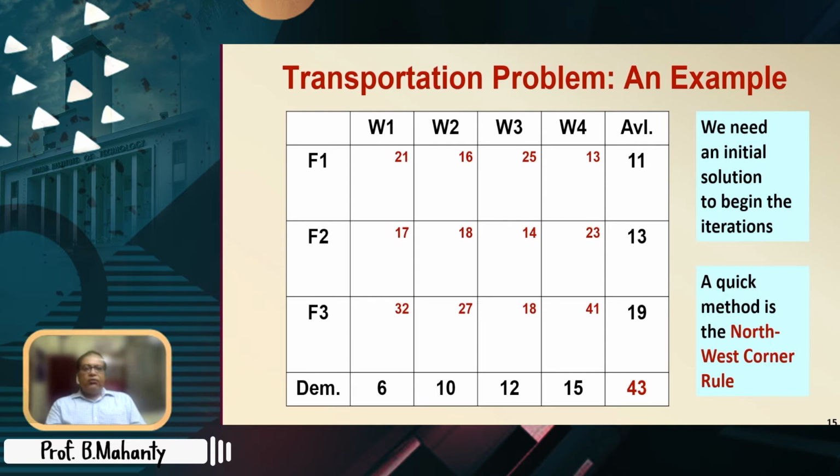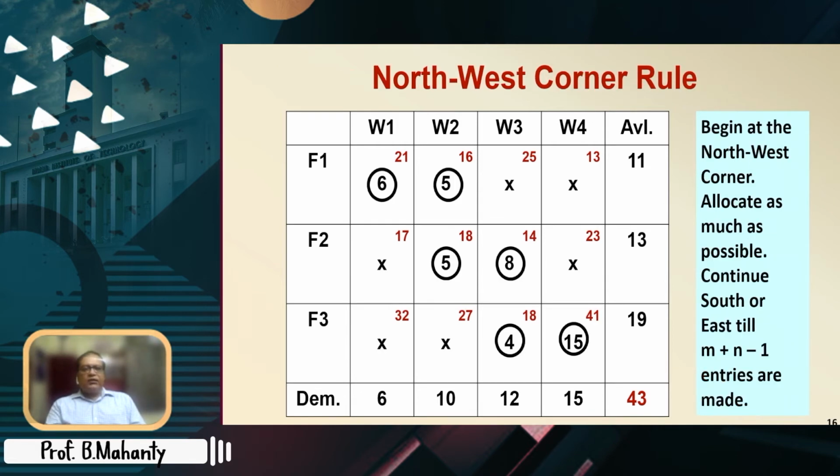You see this side total is 6, this side total is 11. So the maximum value that we can put here is 6. That is what we do in the northwest corner rule: the maximum value that we can put in the northwest corner, that is 6. So we put a 6 here and we put crosses because nothing more can be entered here. So the rule is: begin at the northwest corner, allocate as much as possible, continue south or east till m plus n minus 1 entries are made.